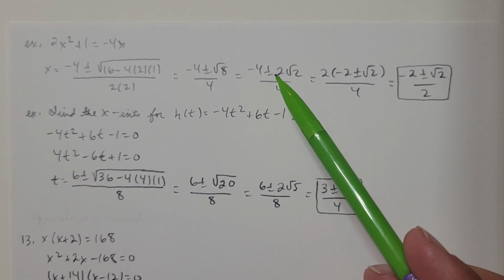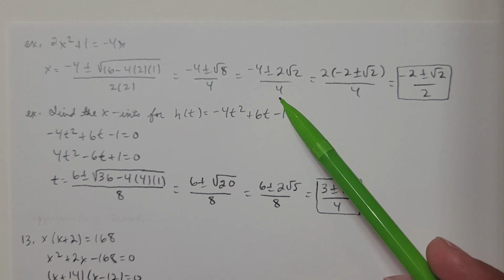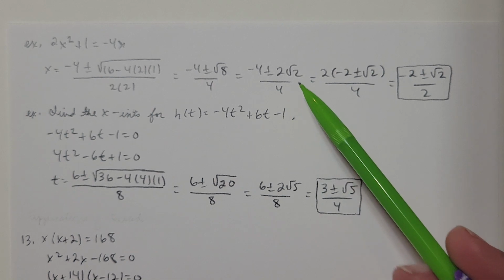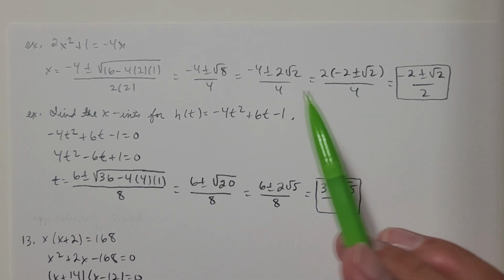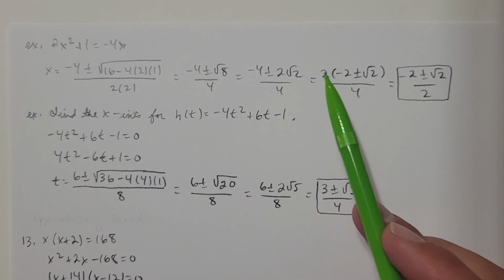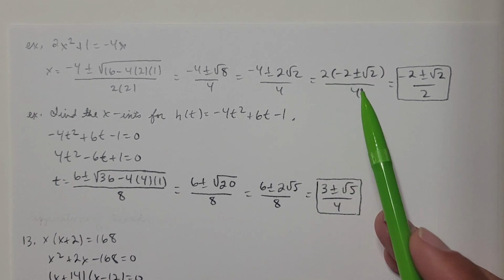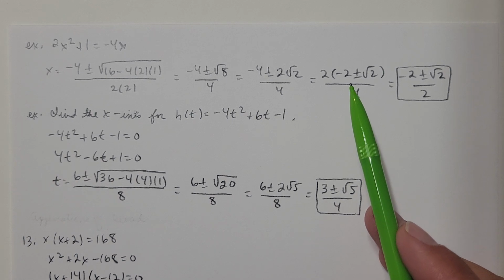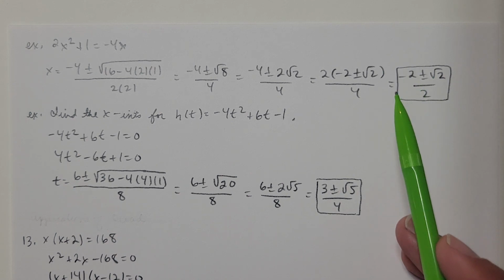I can take that a step further. If I factor a 2 out from these two terms and then cancel it with part of the 4, I'll be able to simplify this. Like anything else that I do in math, simplify things as far as possible. So if we factor 2 out, 2 times negative 2 is negative 4, 2 times root 2 is 2 root 2, and 2 over 4 is 1/2. So I get negative 2 plus or minus root 2 all over 2. That would be as simplified as I can get it.